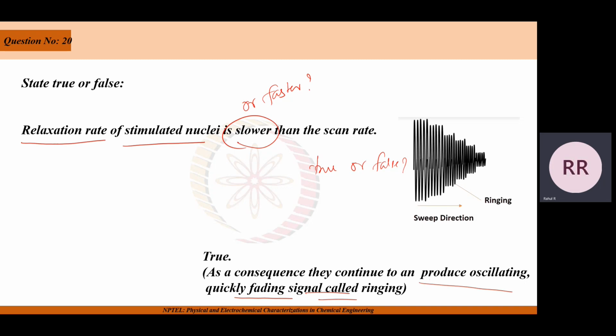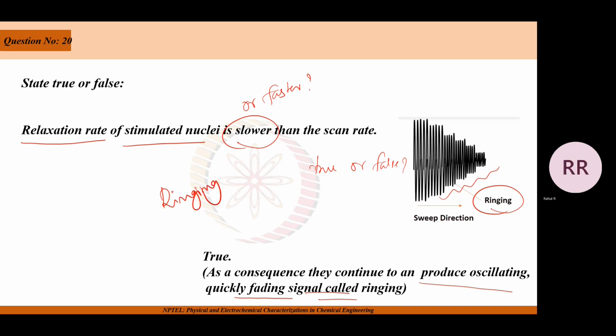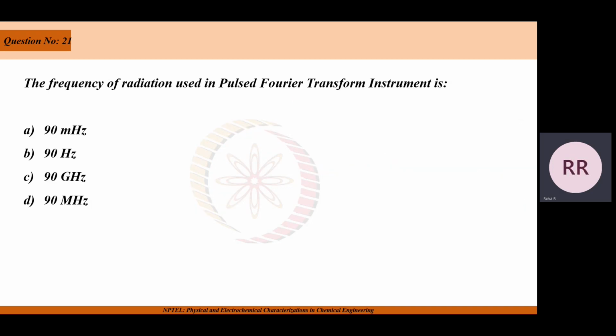Instead of the signal going to zero quickly, it will stay. It will go to its zero state much more slowly, which will produce some kind of rippling, and this is what is called the ringing effect. Now let us go to the next question.